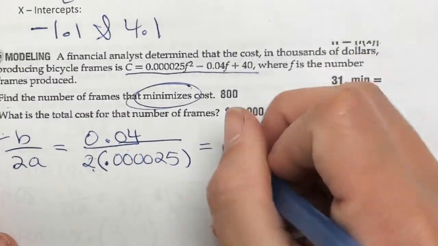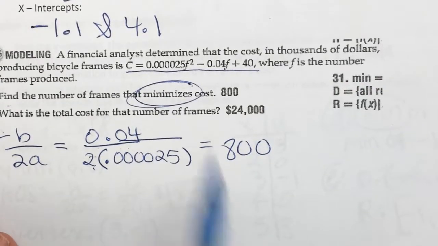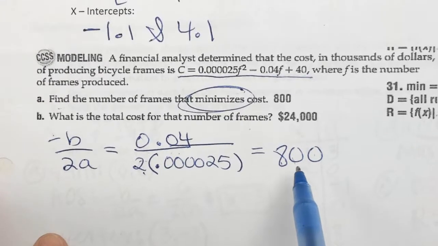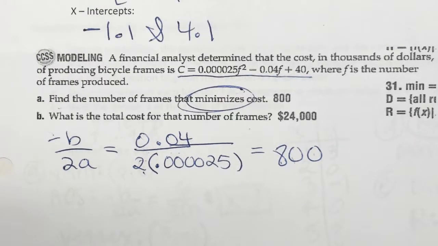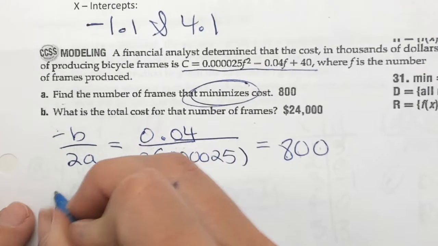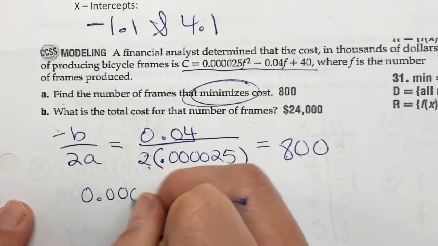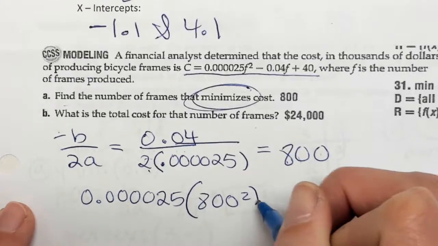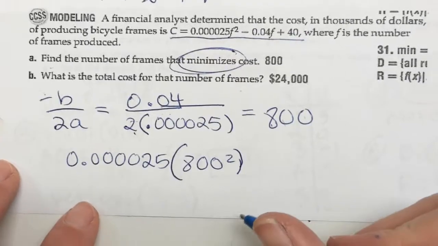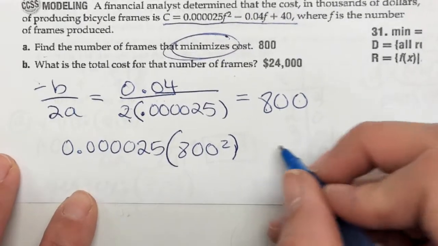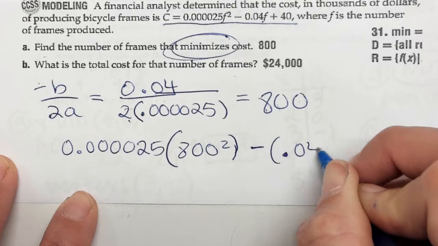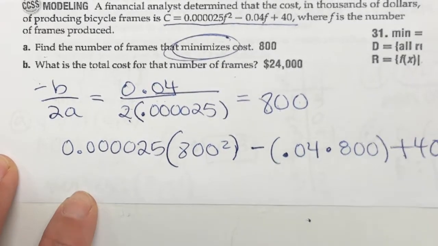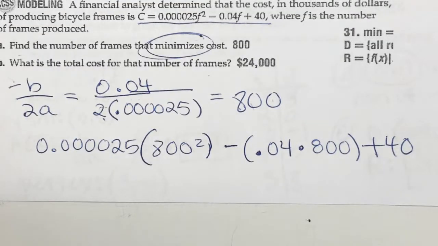That's our X value. And then what is the total cost for that number of frames? For that number of frames, what do we do here? You plugged it in. Good. Go ahead and plug it in. So I'm going to rewrite it. 800 squared. And the way I'm writing it, guys, you can type this in the calculator exactly like I'm writing it if you want to try that. So if you type it in just the way I just wrote it, it should give you the right answer.